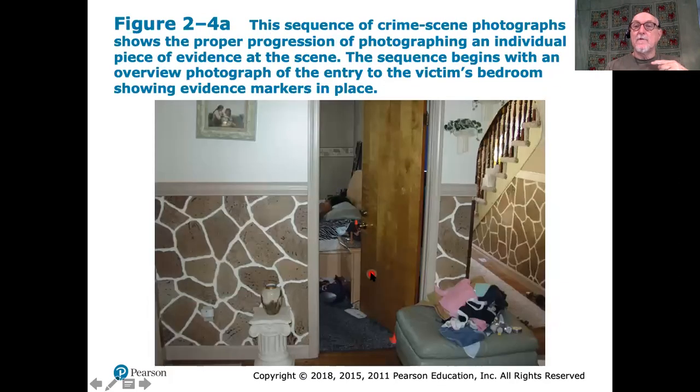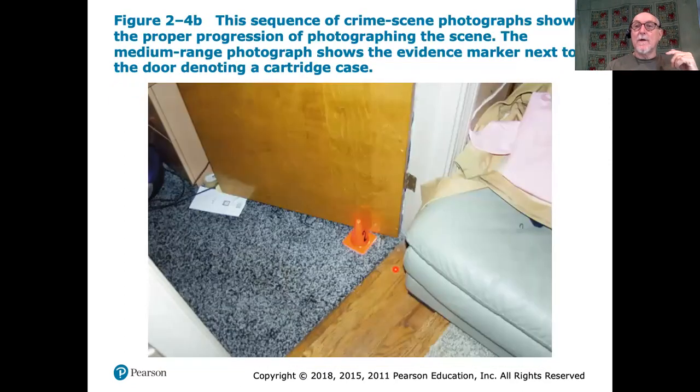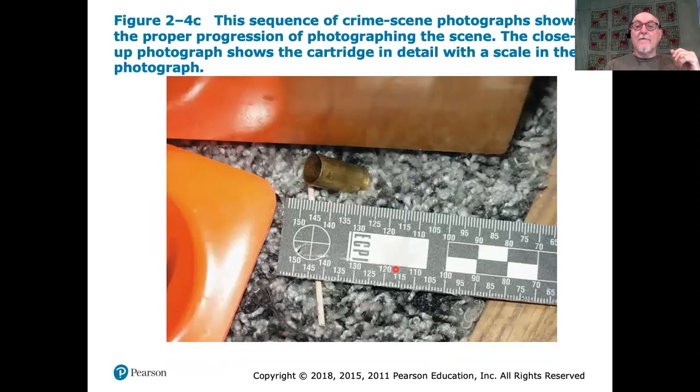We go back to this view now. Can you see how in your mind you've been able to add this photograph and this one together? Now the photographer moves in really close and photographs the piece of evidence as it is placed, without it having been touched or moved. This was its placement.